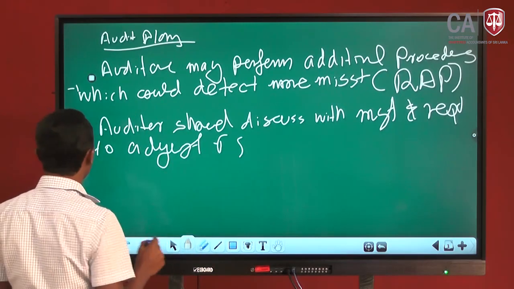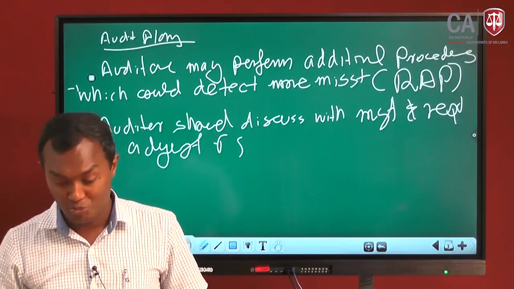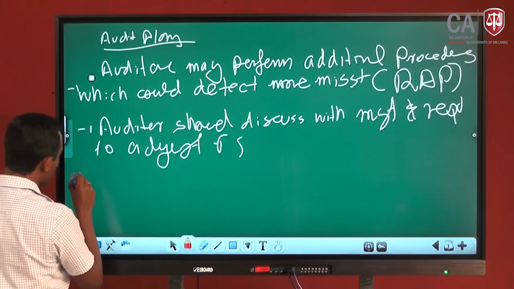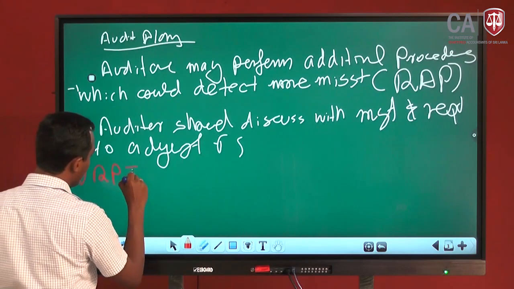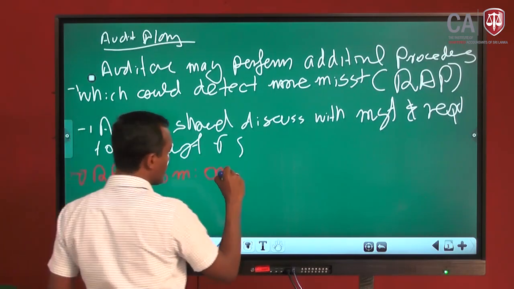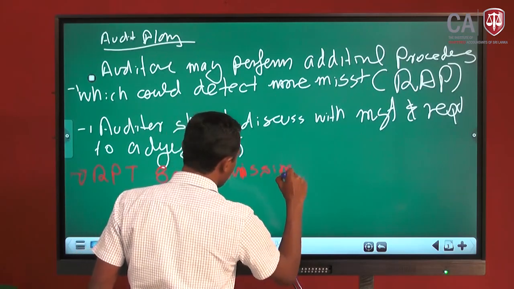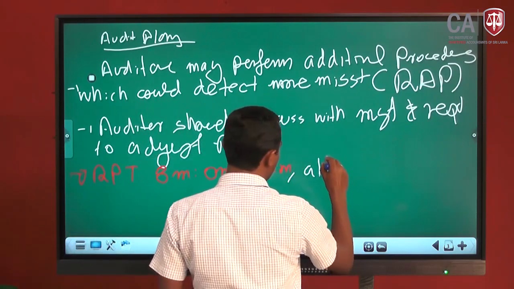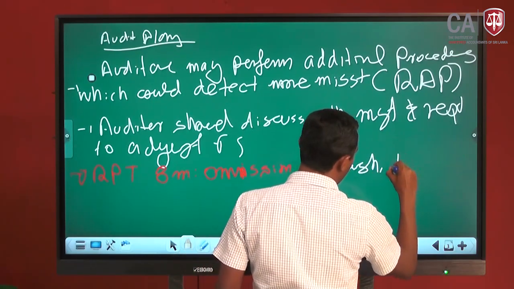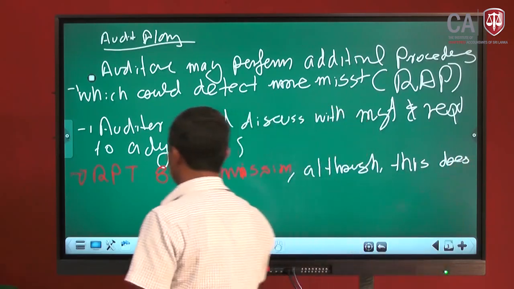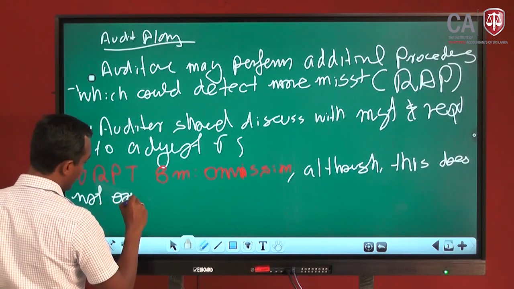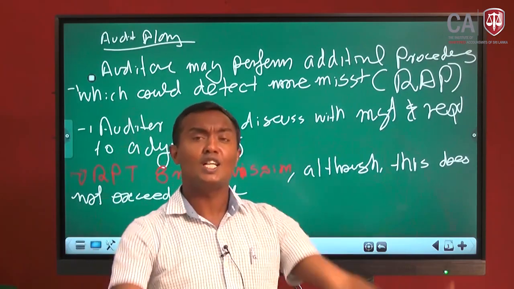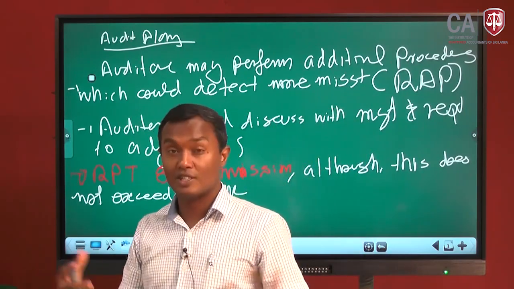Now, we have to write one more big point to get full marks. That is to talk about the related party transaction. It is 8 million, so that is very, very important. I write in red, related party transaction 8 million, this omission. Although this does not exceed PM or OML, both the same value, no, this does not exceed performance materiality level or OML, this could still be material based on nature, and that is where the particular materiality level can also come.